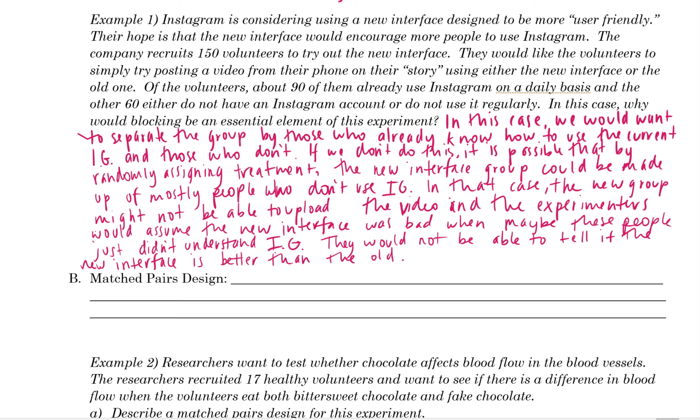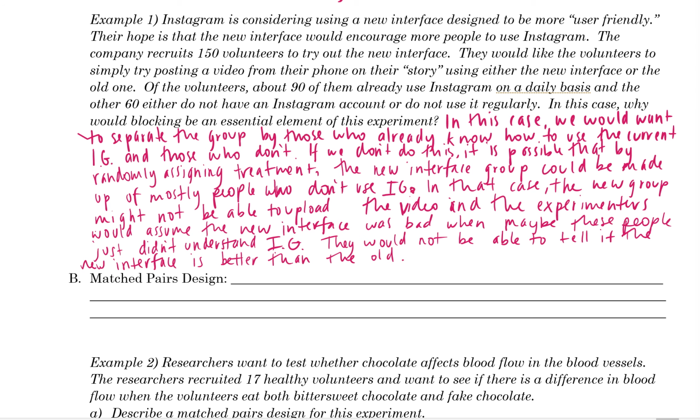So I went with an example where the group in the new interface was non-Instagram users. So I said in this case we would want to separate the group by those who already know how to use the current Instagram and those who don't. If we don't do this, it is possible that by randomly assigning treatment, the new interface group could be made up of mostly people who don't use Instagram. So think about that for a second.